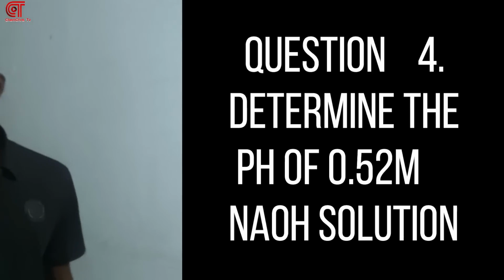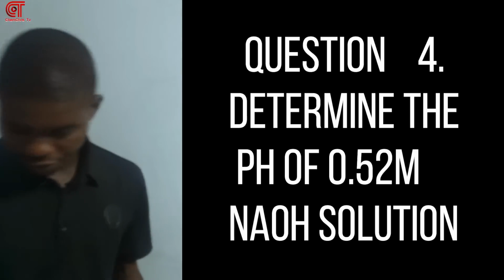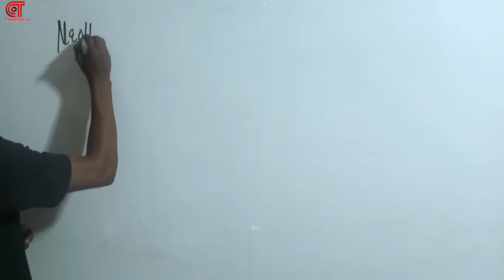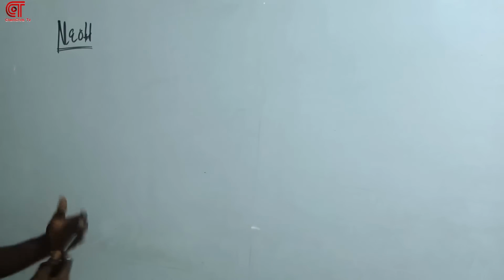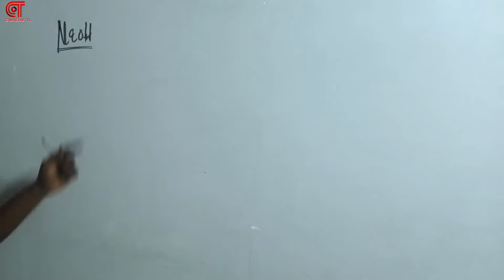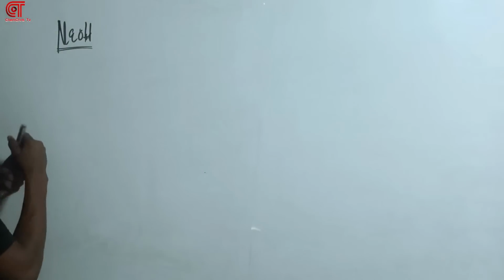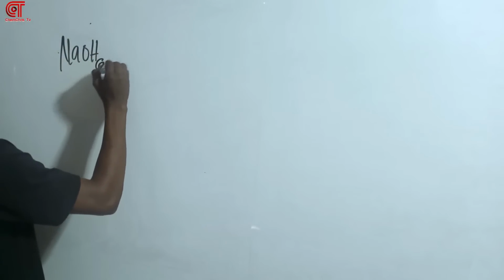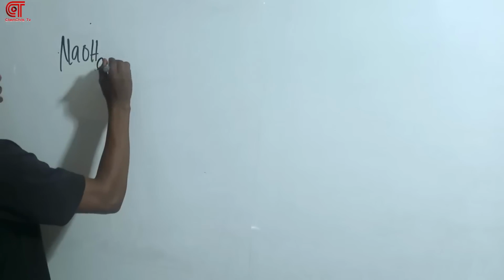Determine the pH of 0.5520 molarity NaOH solution. So now, we will calculate the pH of the NaOH solution. Now this one is a base here, right? So because it is a base, the first thing you want to do is to calculate the pOH of that base. So first of all, you want to write the ionic equation. To write the ionic equation here, we have NaOH aqueous here, right?